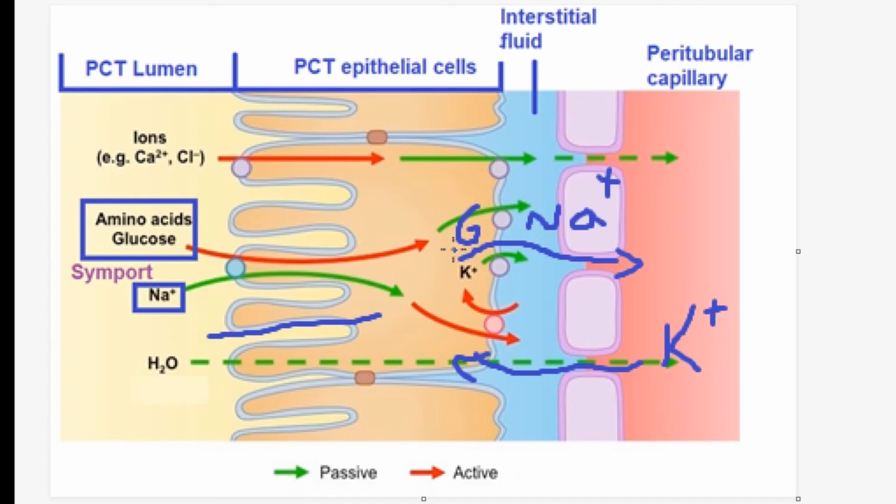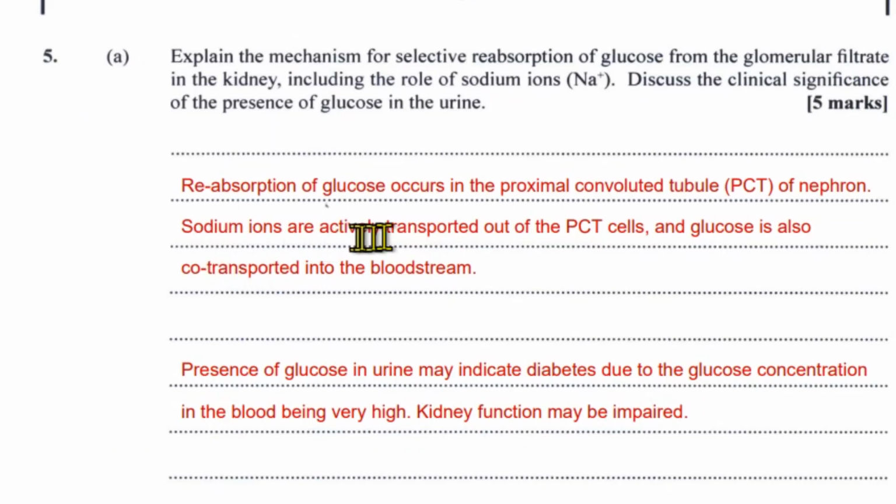In this case here, we see that sodium is co-transported out of the tubule cell. So sodium ions are actively transported out of the PCT cells, and glucose is also co-transported into the bloodstream. And the clinical significance of glucose in the urine.